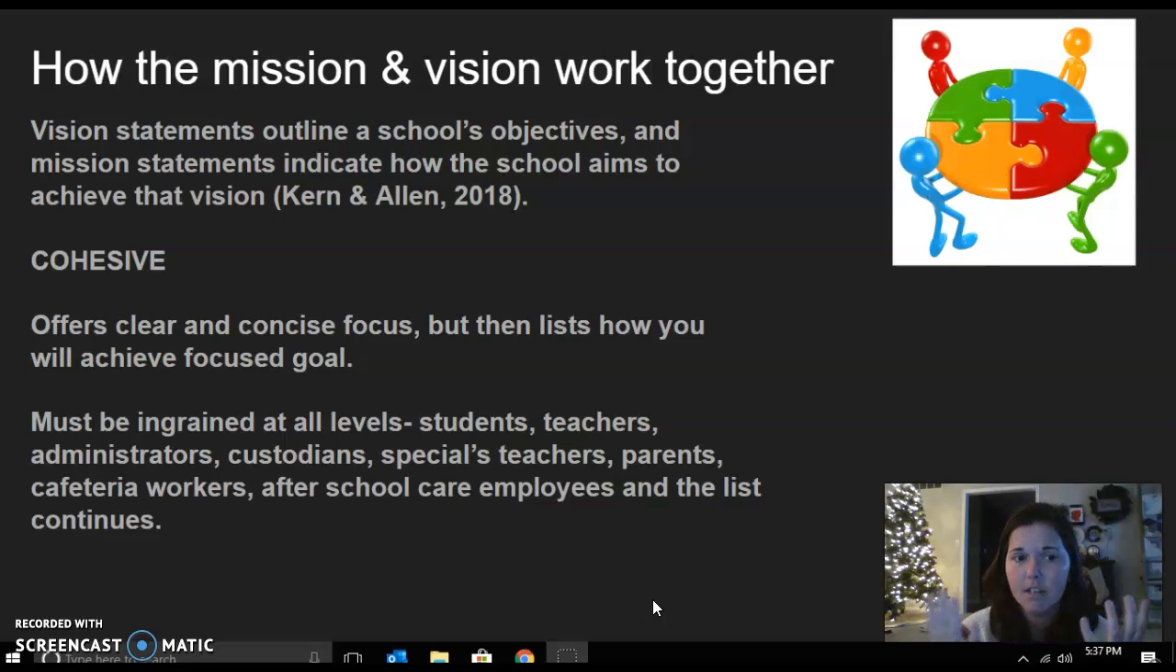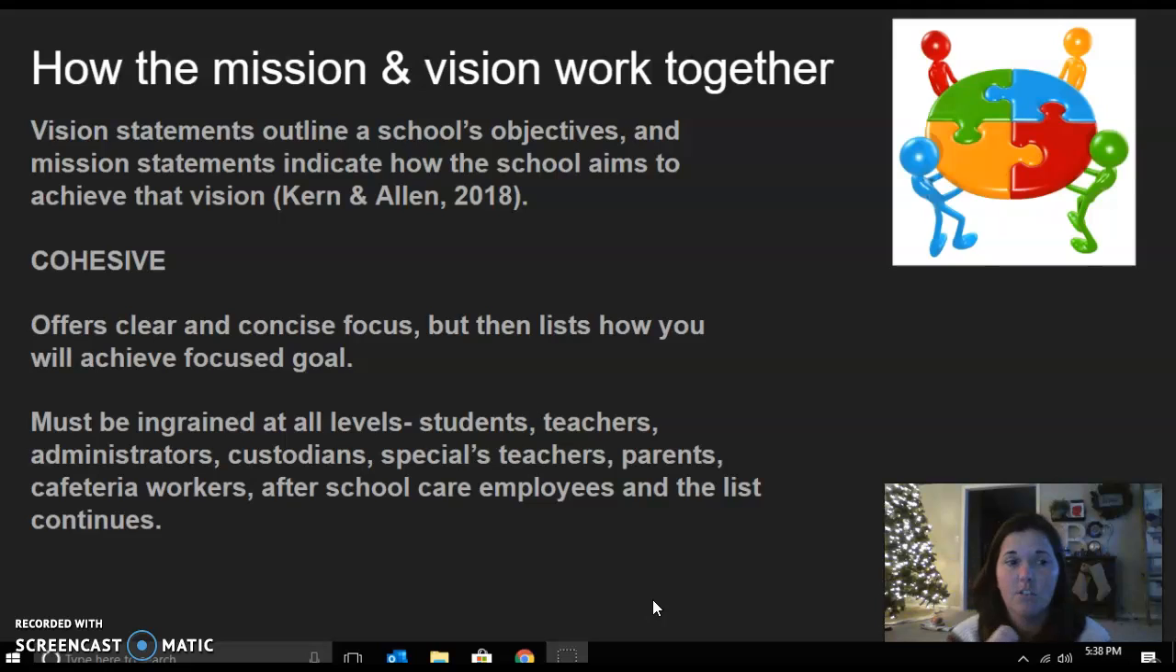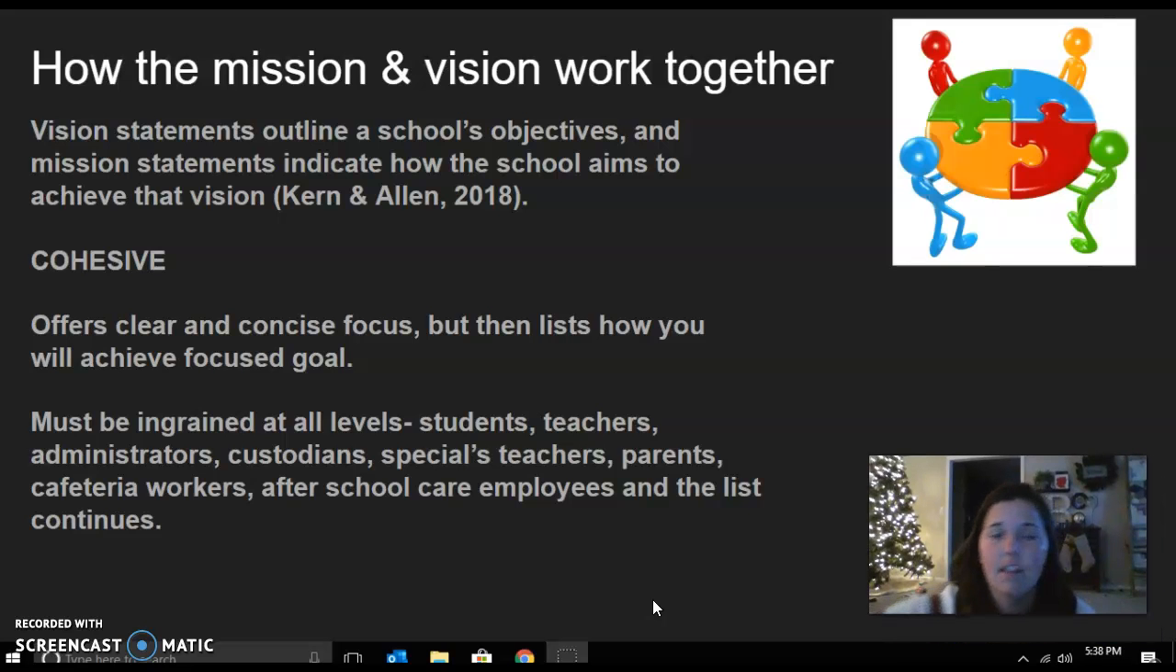And that's something that I've witnessed in my 14 years. I've had both extremes. I've had a mission statement for 10 years that really was just written on a website and never really shared, and none of us really knew what it was even. And then recently we have a new superintendent who has really done a fabulous job of marketing and sharing that vision and making it known and visible across all stakeholders. So for this mission and vision to work together, it needs to be ingrained at all levels: students, teachers, administrators, custodians, special teachers, parents, cafeteria workers, after school employees, and the list continues on from there.